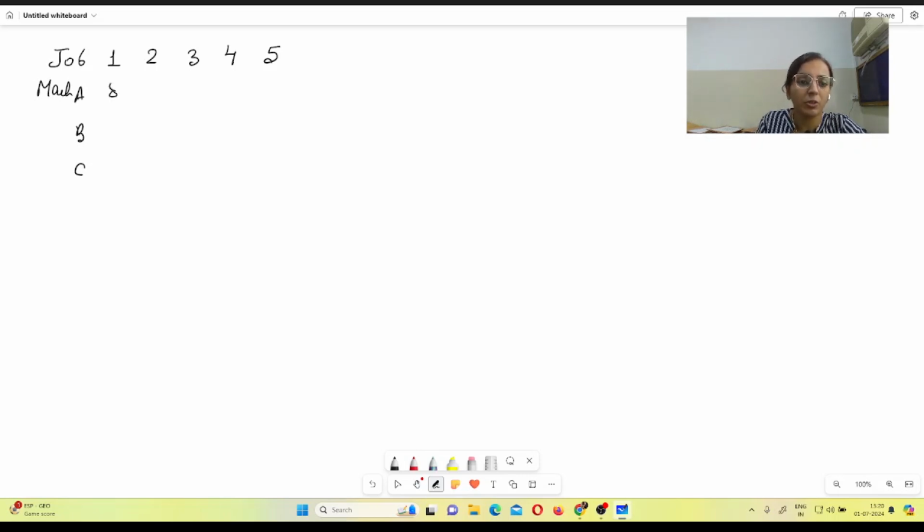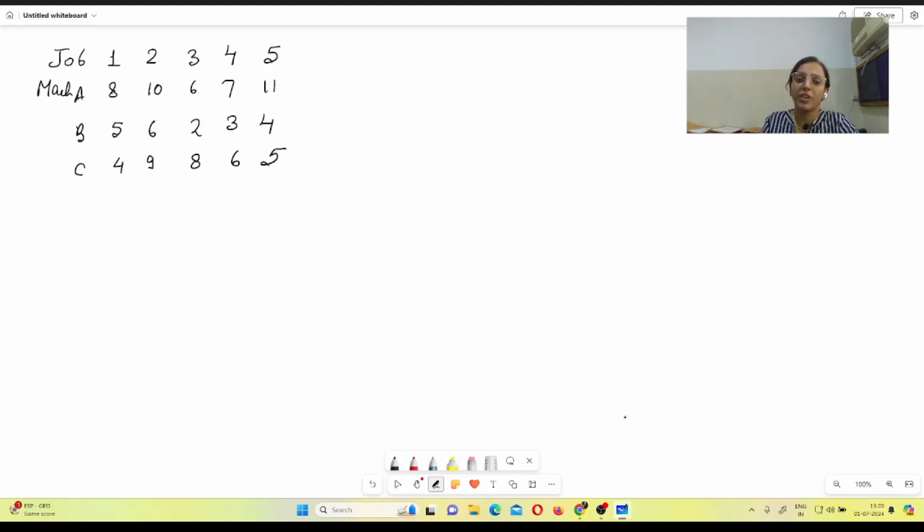Putting in the values, the processing time for machine A is 8, 10, 6, 7, 11, and for machine B it is 5, 6, 2, 3, and 4. And for machine C, it is given as 4, 9, 8, 6, and 5. This is the processing time for machines A, B, C with different jobs.